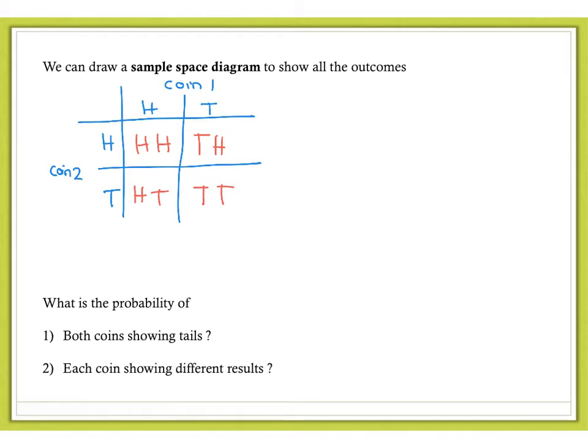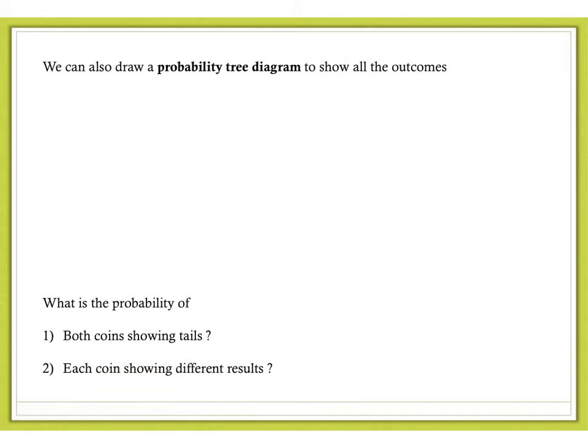So what is the probability of both coins showing tails? That gives us a probability of 1/4. What is the probability of each coin showing different results? Well, there's the tail heads option and the heads tail option, so that's 2 out of 4, which is a probability of 1/2. We can also draw a probability tree diagram to show all of the possible outcomes.